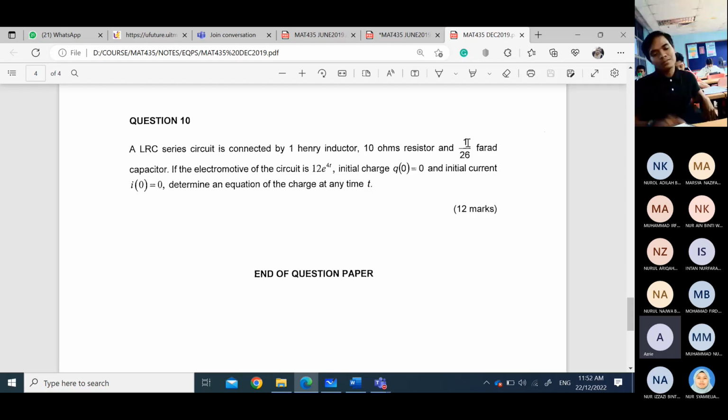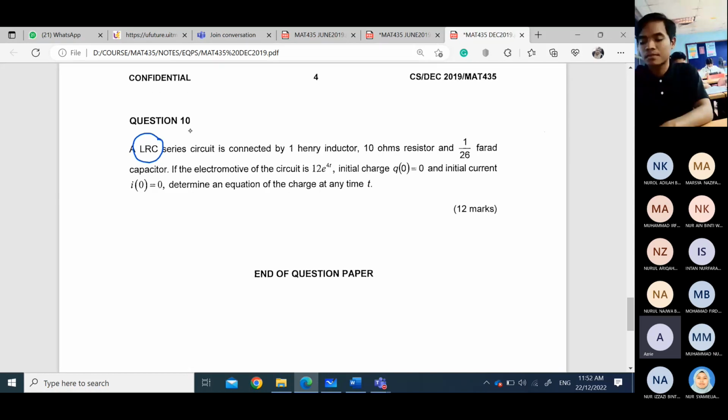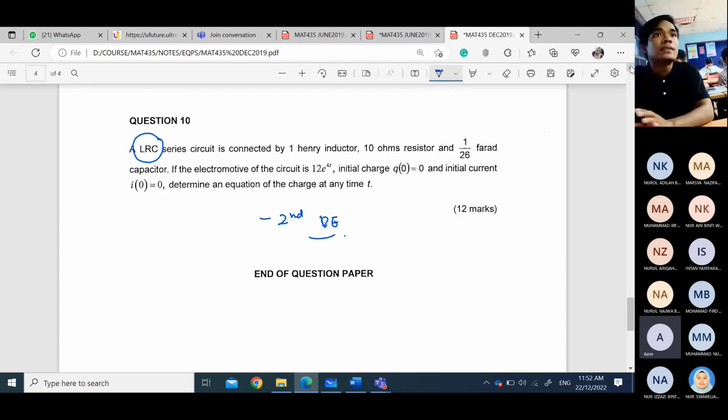Okay, so question 10 ni. Yang ni melibatkan 3 components. LRC, so this one is the second order differential equation. So ini kita discuss nanti. Kita tak masuk lagi bab ni. Sebab dia ada 3 komponen: inductor, resistor and capacitor. Kalau 2 komponen kita guna first order.